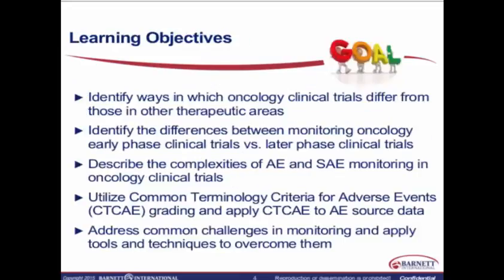These are our learning objectives. We want to help you to identify ways in which oncology trials differ from those in other therapeutic areas. We're going to touch a little bit at the end on early phase clinical trials versus later phase and what those differences might be. We're going to talk about complexities and different kinds of tools that are used for adverse events and serious adverse events, perhaps, in oncology trials. And that specifically speaks to the CTCAE grading, so we'll touch on that.